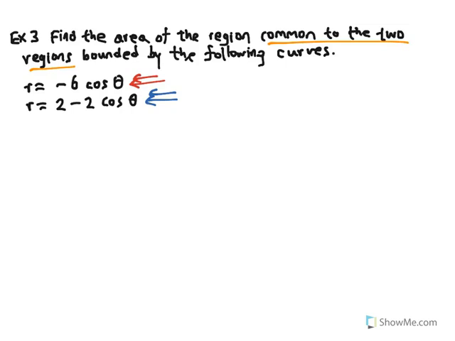So we need to begin by looking at the graphs of these two polar equations so we can see the region whose area we're trying to find, and from there we can think about what the integrals should be and how we need to divide that region that we're interested in into subregions, and then write a definite integral for each subregion.